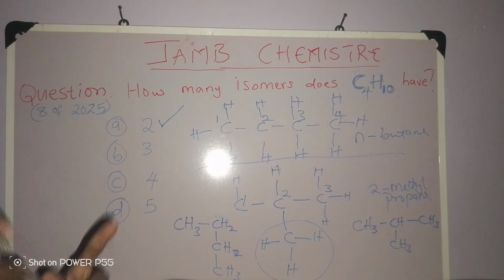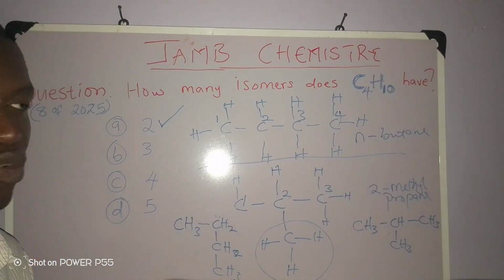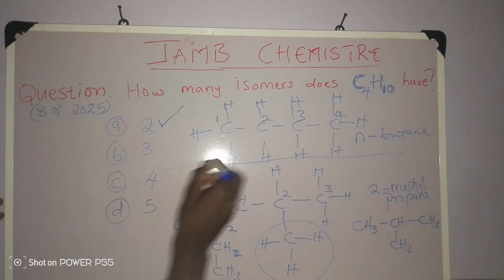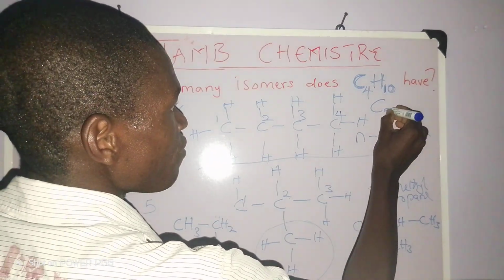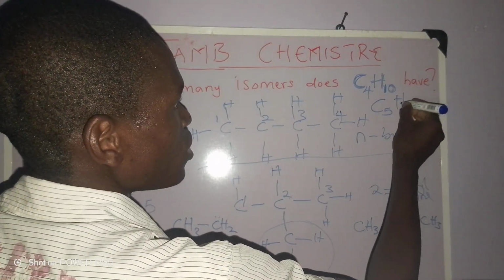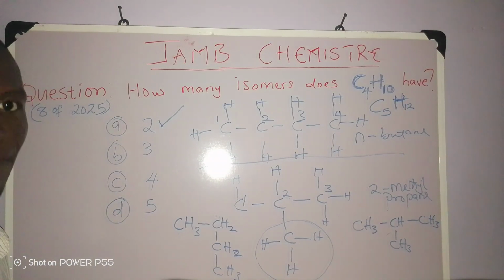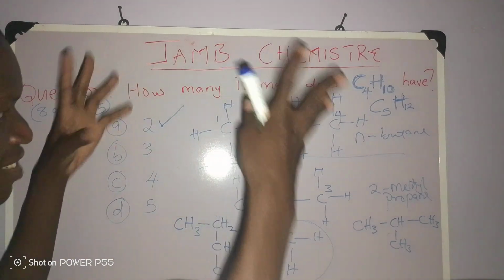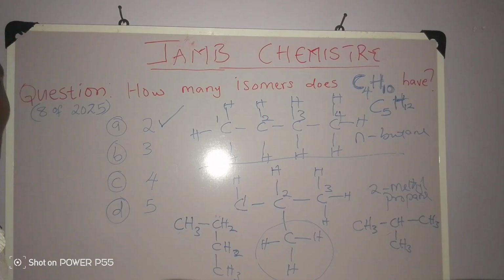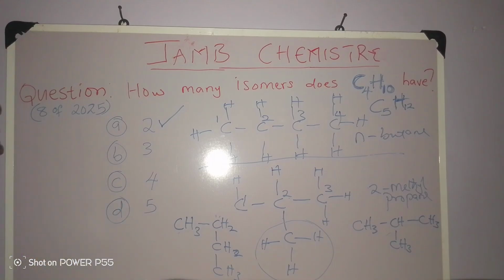This question was one of the last year's questions, and they ask this kind of question every year. That's why I decided to bring it to you. Now let me give you an assignment. Are you ready? I want you now to do it for C5H12. How many possible isomers will this compound have? I want you to try it in various ways that you can, then write the answer in the comment section. If it is 5, write 5. If it is 6, write 6. If it is 7, whichever the number is, please write it.